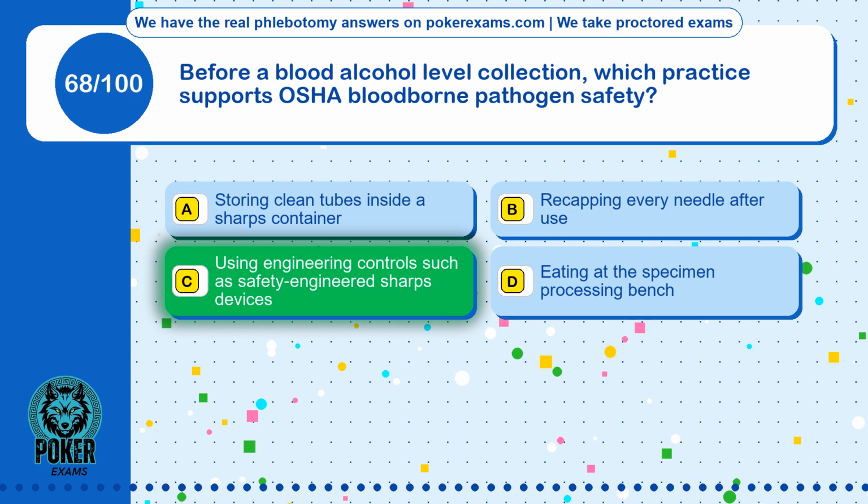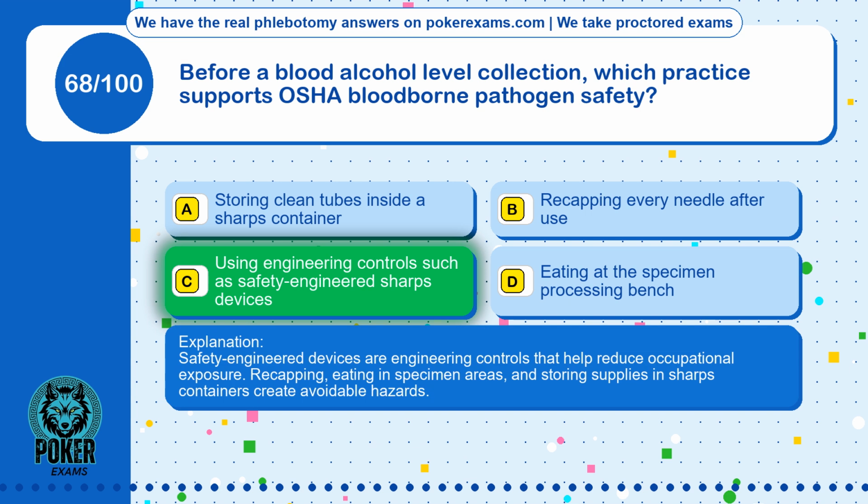The correct answer is option C. Using engineering controls such as safety engineered sharps devices. Safety engineered devices are engineering controls that help reduce occupational exposure. Recapping, eating in specimen areas, and storing supplies in sharps containers create avoidable hazards.